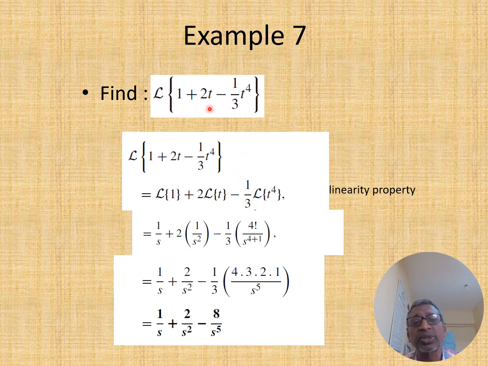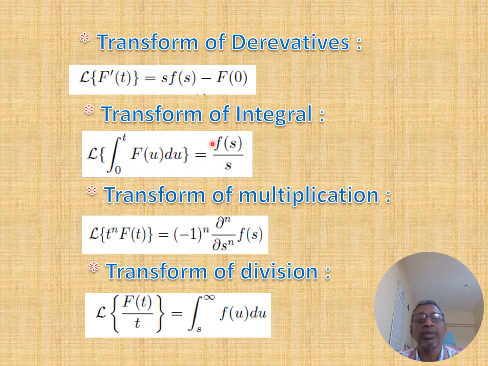So, L of 1 plus 2t minus t power 4 by 3. Using the linearity property, I can write L of 1 plus 2 into L of t minus 1 by 3 into L of t power 4. You know that L of 1 is nothing but 1 by s, L of t is nothing but 1 by s square, and t power 4 is 4 factorial by s power 4 plus 1. Simplifying, I am getting 1 by s plus 2 by s square minus 8 by s power 5. So these are the results.